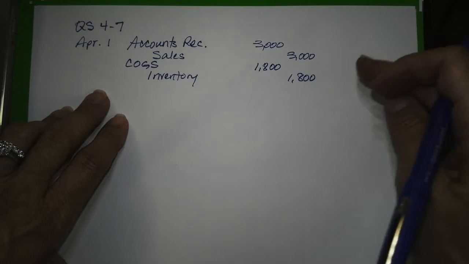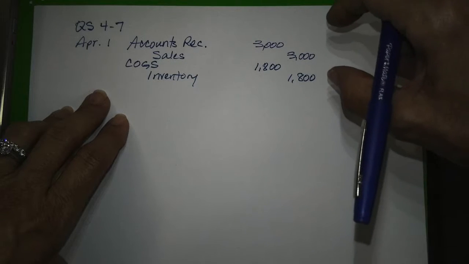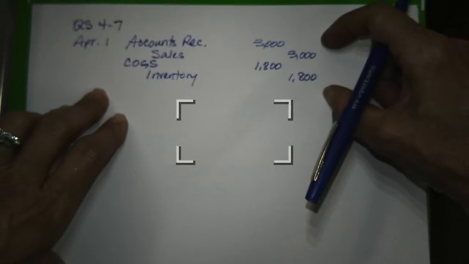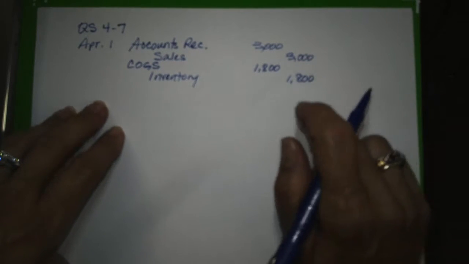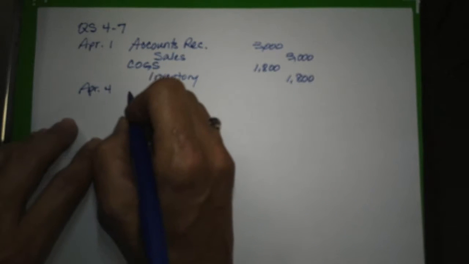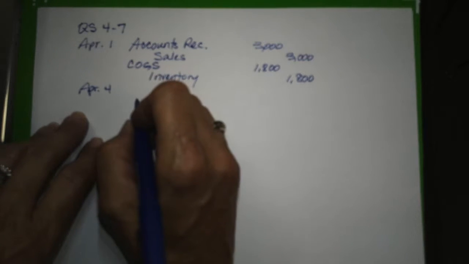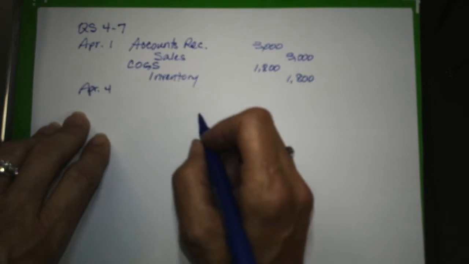And every time you're at Walmart or the grocery store and they scan your item, the computer automatically makes this entire entry. Okay? All right. Then on April 4th, I can already see we're going to have trouble. April 4th, the customer in the April 1st sale returned merchandise and received credit for $600. The merchandise, which had a cost of $360, is returned to inventory.